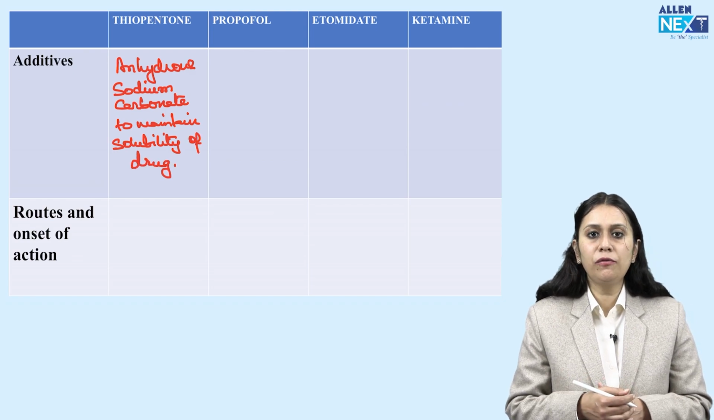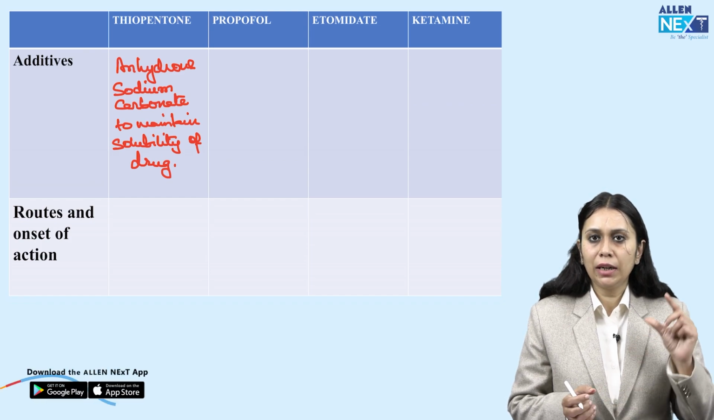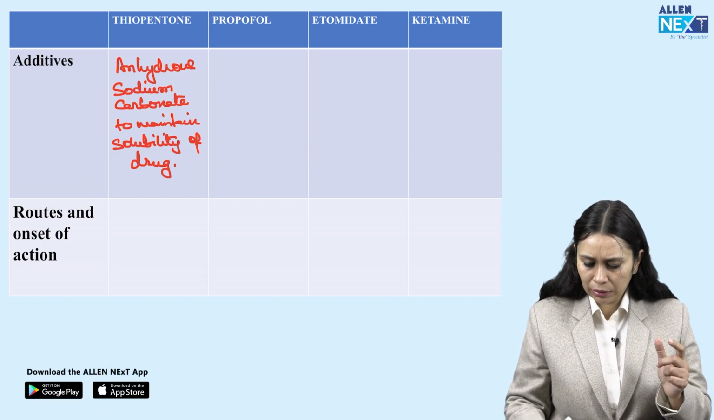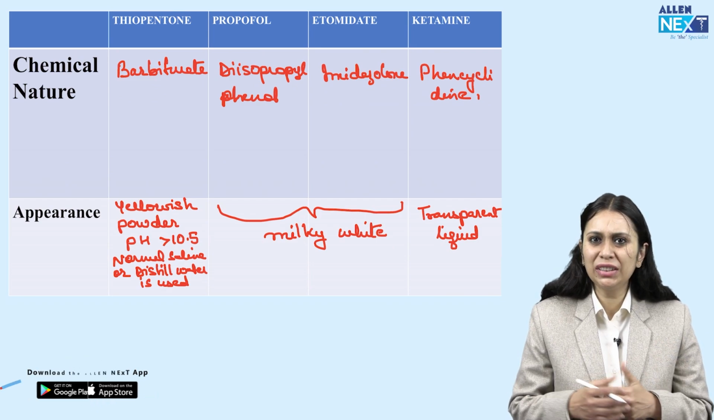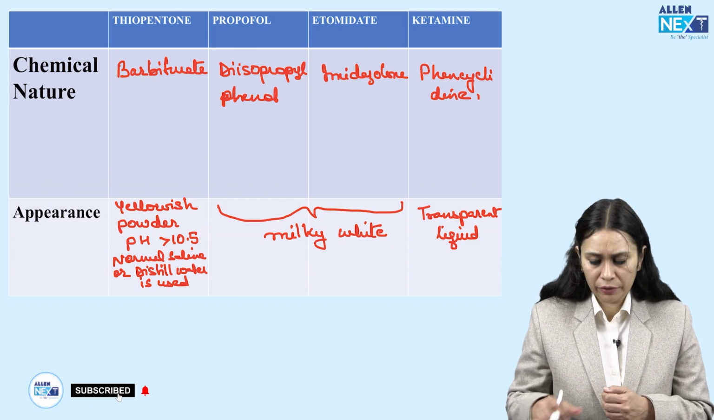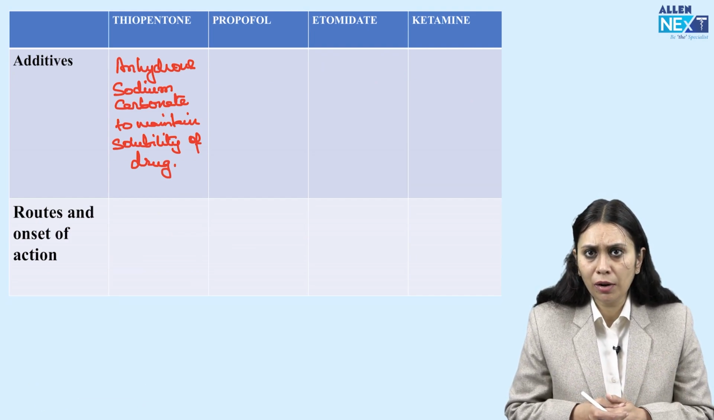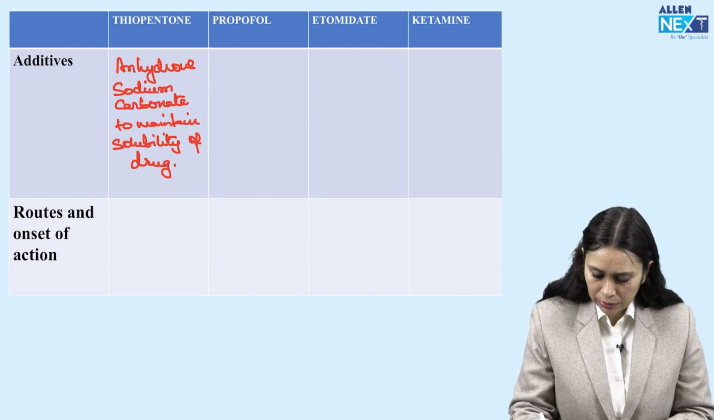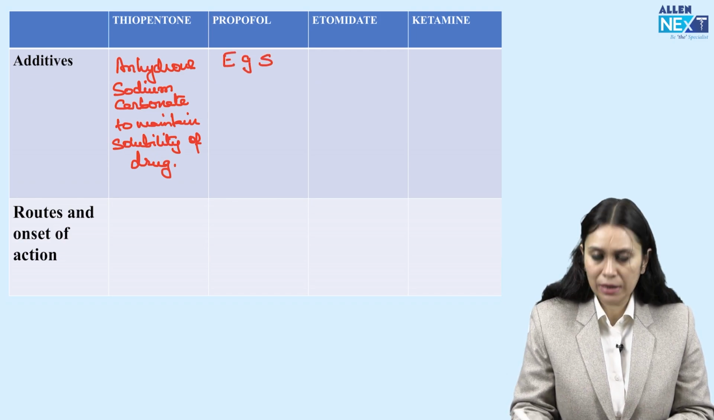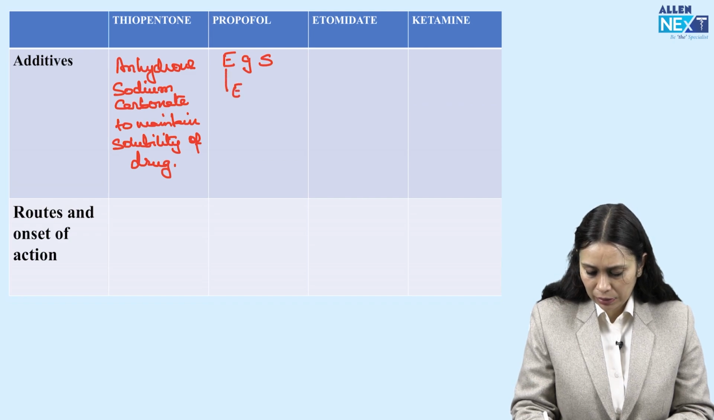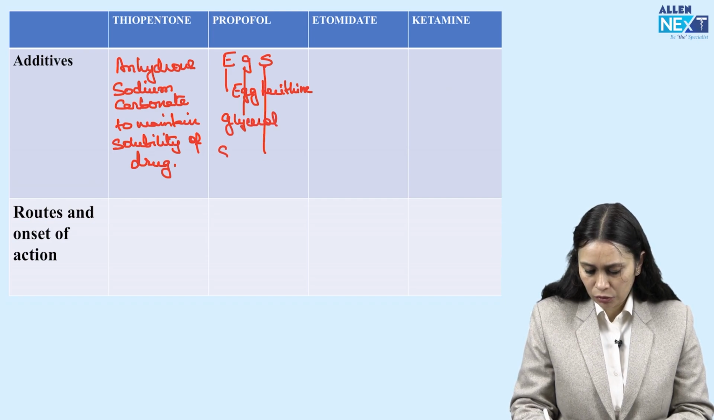Okay. In propofol, three very important additives are added. The vial of propofol contains, as we have written, diisopropyl phenol, which is lipid. So lipid is not soluble intravenously. So three things are added in propofol. To remember the three additives of propofol, remember the word EGS. E for egg lecithin. G for glycerol. And S for soybean oil.